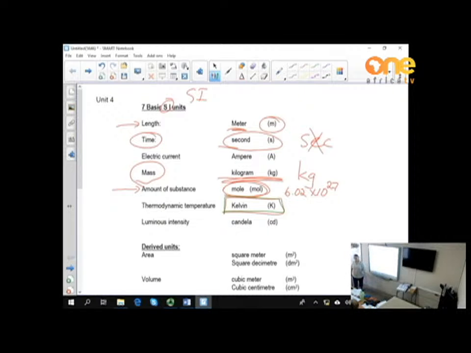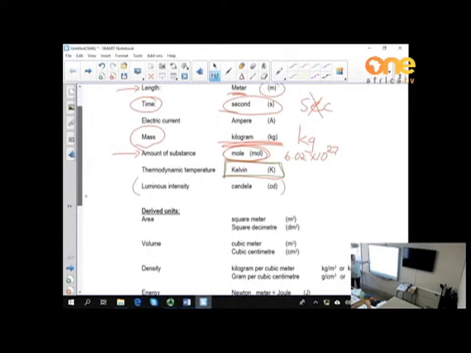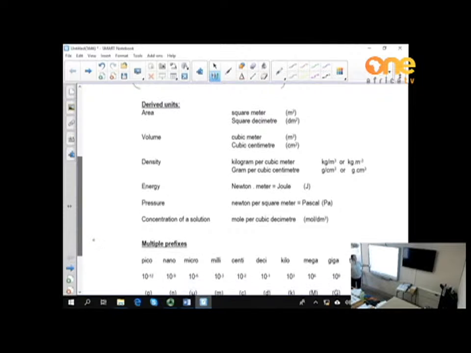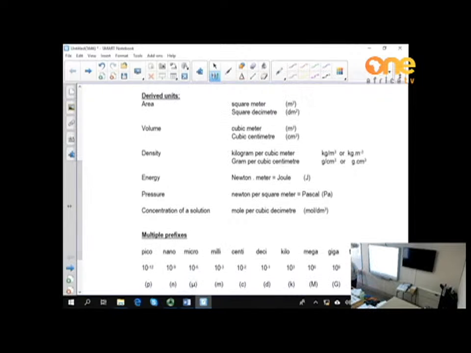And then luminous intensity, the amount of light given off by a candle or by a bulb or by a fire, is known as candela, cd. Okay. We don't really work much with luminous intensity. If I remember correctly, there isn't a calculation containing this one, but we do work with the others. So take note, but I don't think it's all that important. All right. Now, once we've got the 7 basic SI units, meters, seconds, ampere, kilograms, moles, Kelvin, and candela, from that, we can derive other units.